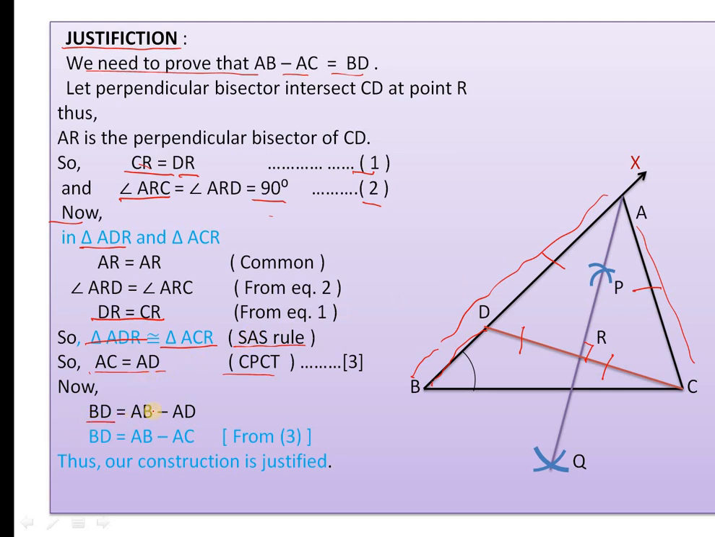Now BD is equal to AB minus AD. If we subtract AD from BA, we get BD is equal to AB minus AC from equation 3. Thus our construction is justified.